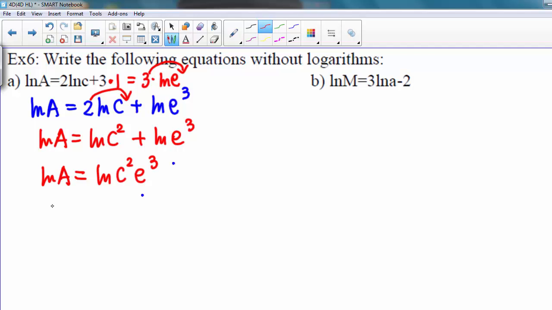Now this time, I have one log on the left side and one log on the right side, and both of them have the same base e. Then I can get rid of the log symbol and the base. So the arguments must be equal. So a equals c squared e cubed.